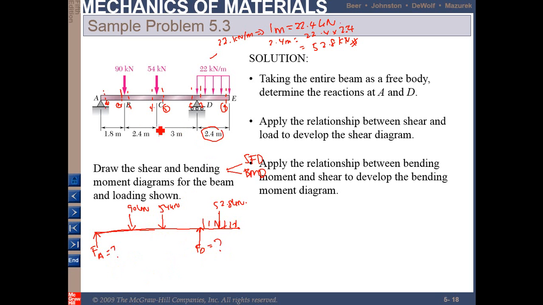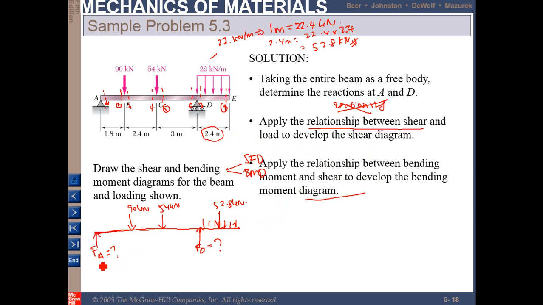So in this example, we do not need to calculate every shear force and every bending moment at each point. We do not need to do the sectioning. We just apply the relationship between shear and load to develop the shear diagram, and also apply the relationship between bending moment and shear to develop the bending moment diagram. So in this example, we are not going to do it in the classic way like we did in the previous example. We just apply the relationship. So I will show you.